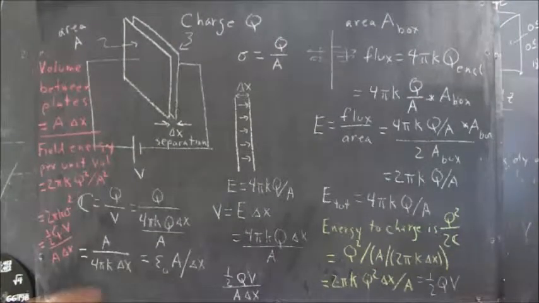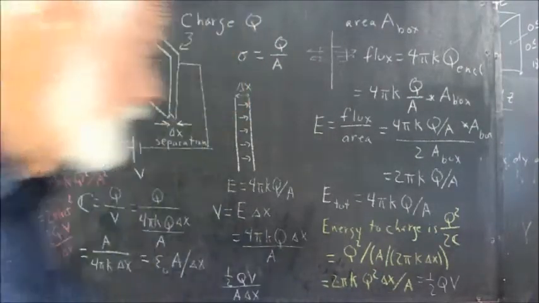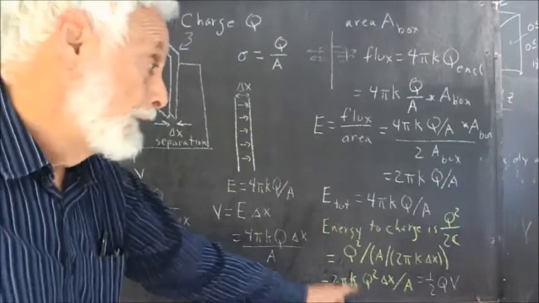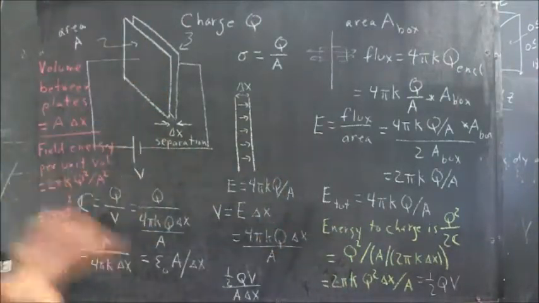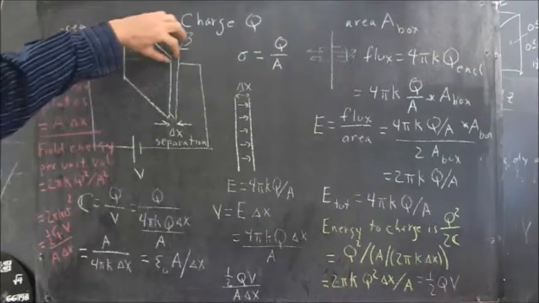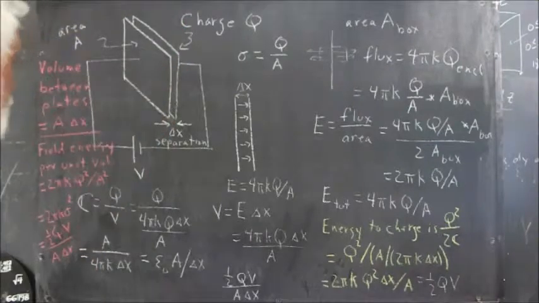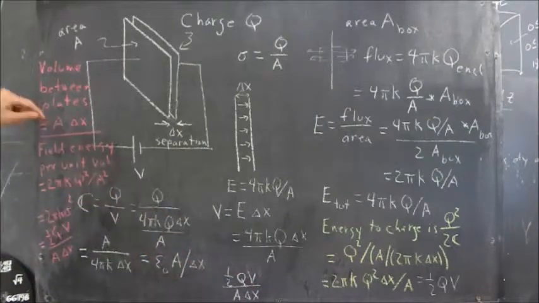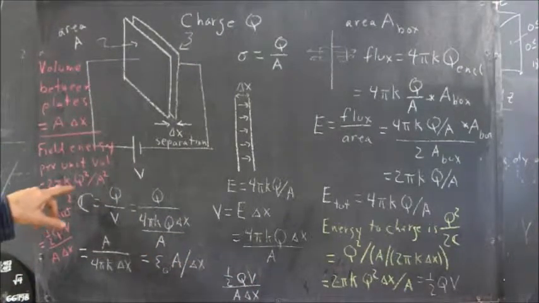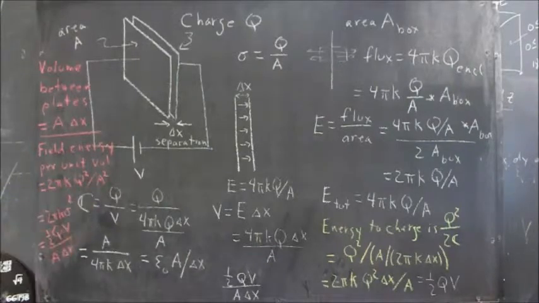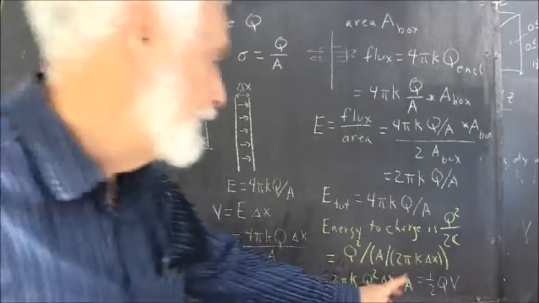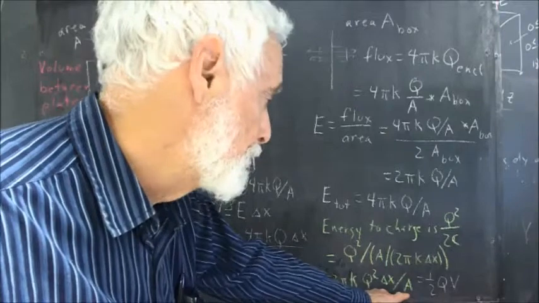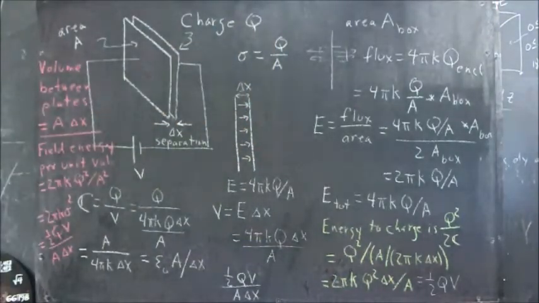Okay, with some confidence now that this is a correct expression, we're going to divide this energy, which we're going to call the field energy, that's the energy you can think of as stored in the field here, per unit volume. So we just divide the expression for the energy by the expression for the volume. And that's going to be 2 pi k Q squared over A squared, because when we divide this by A delta x, we're going to have an A squared in the denominator, but the delta x is going to go away.